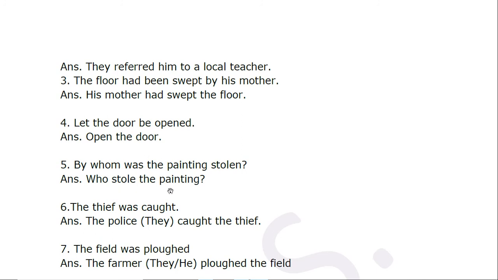After the action, on whom the action happens, that is the object, comes. Now, the thief was caught. By whom? You don't know. So somebody: the police, by him, by her, by the people. Anything you can assume, no one can say you are wrong. But generally, a thief will be caught by the police. So you just assume the police. So the police caught the thief, or you can say they caught the thief.